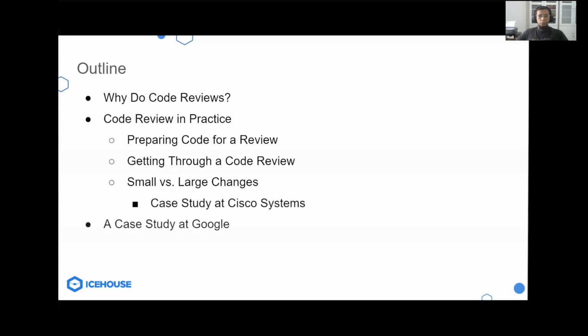In the third section, we're going to go through briefly a code review case study done at Google. And last, we're going to close with key takeaways.